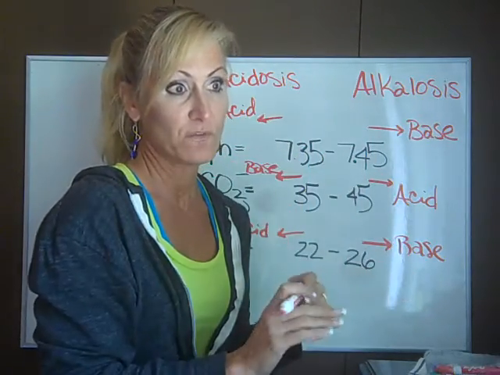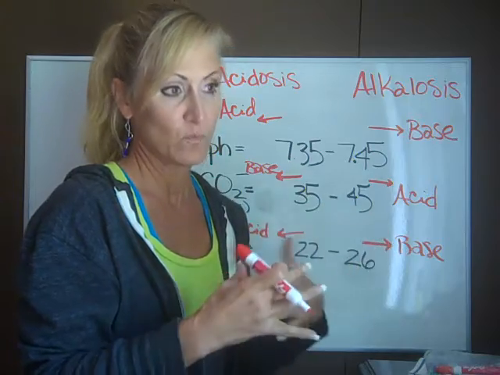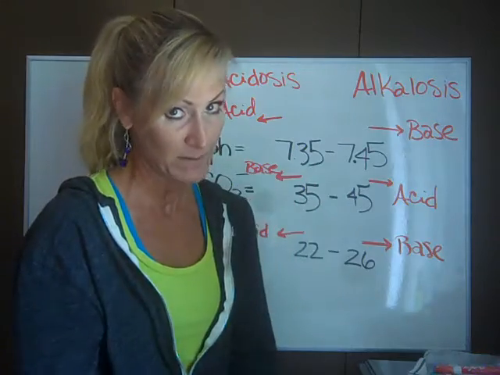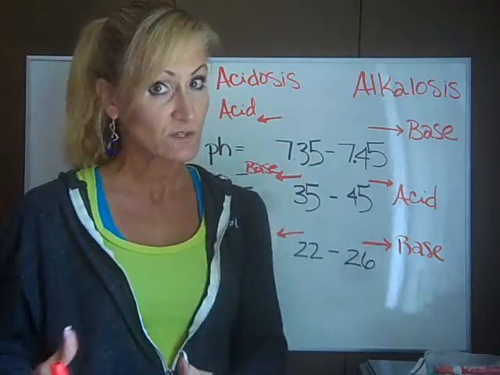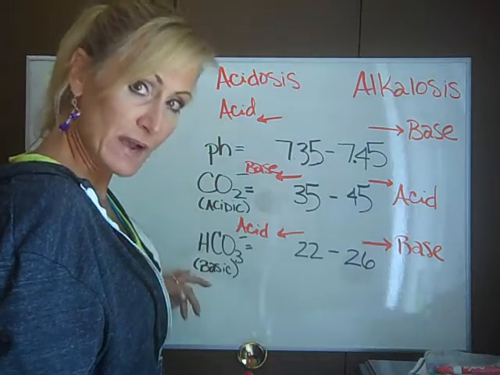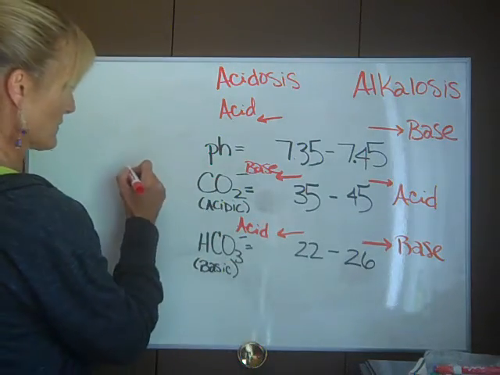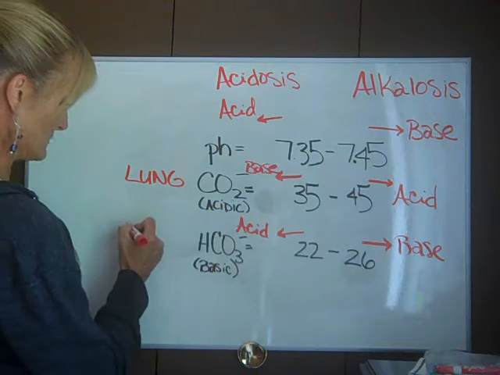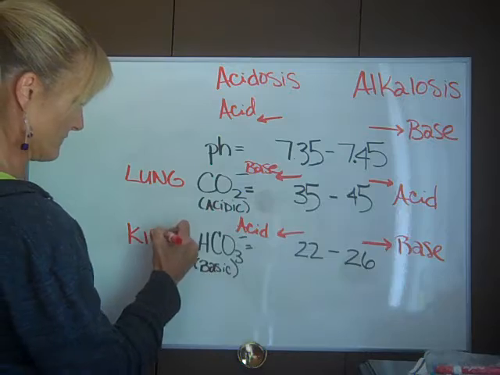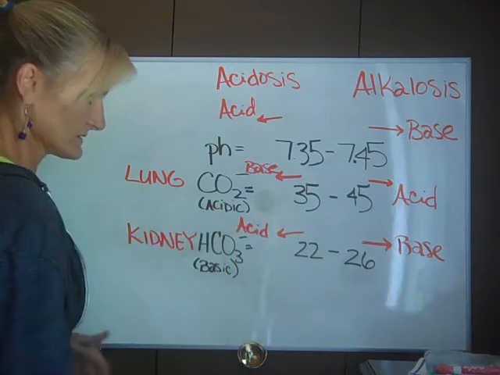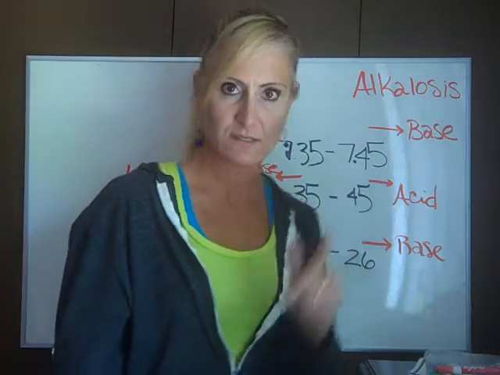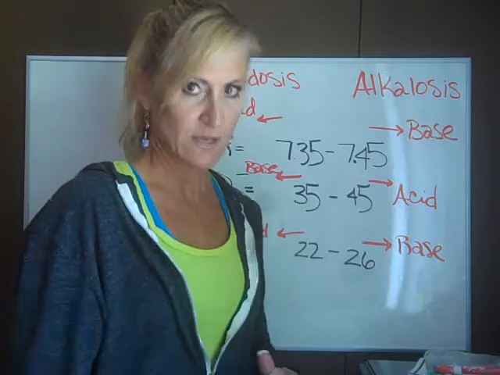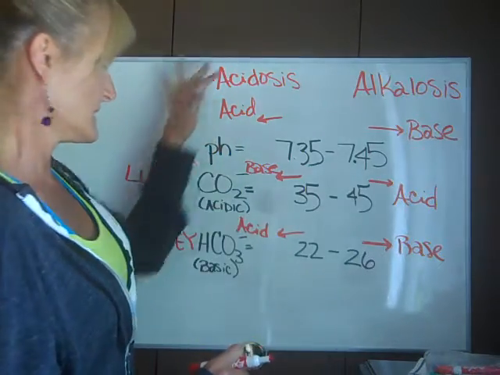Now you need to figure out, where's the problem? What is causing the problem? Because you need to understand what the problem is in order to be able to fix it. So that's when you start looking at your carbon dioxide and your bicarb. Carbon dioxide is predominantly a lung issue. Bicarb is predominantly a kidney issue. These are the two organs, your lungs and your kidneys, that regulate and determine your acid-base balance.